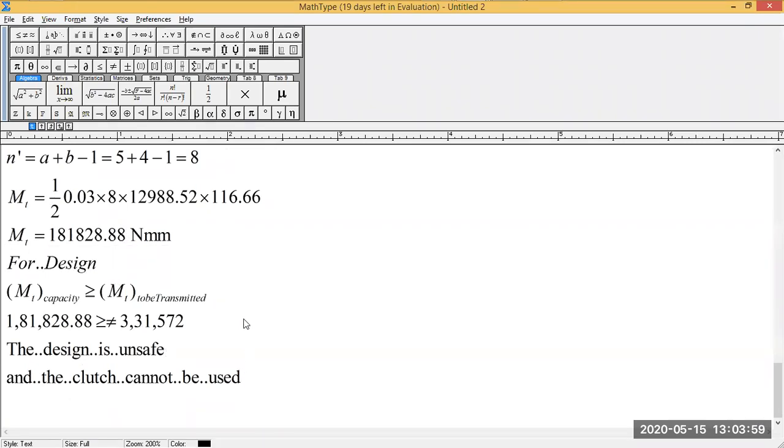So any doubts you have on these two numericals? With this, I think clutches are over. Plate clutches are done.